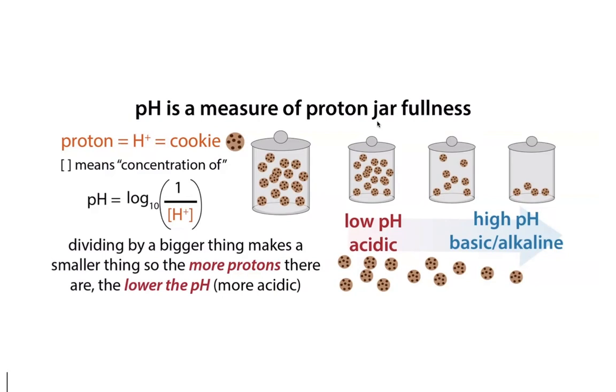Now, how full that proton jar is, that's going to be your pH. But remember, it's an inverse log. So the fuller your cookie jar, the lower the pH, the more acidic the environment.